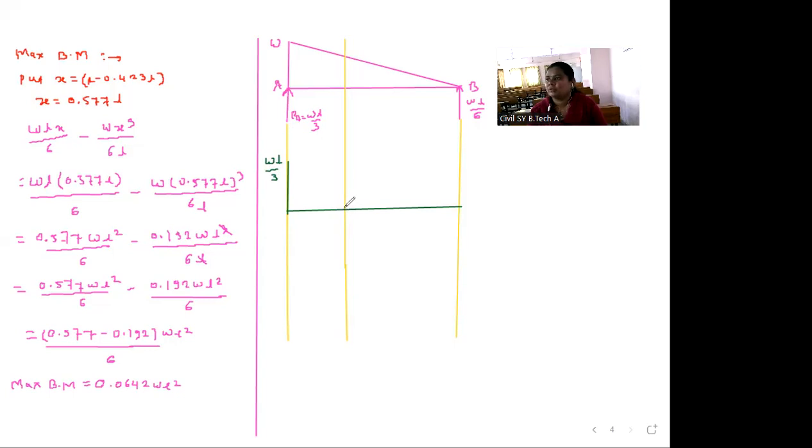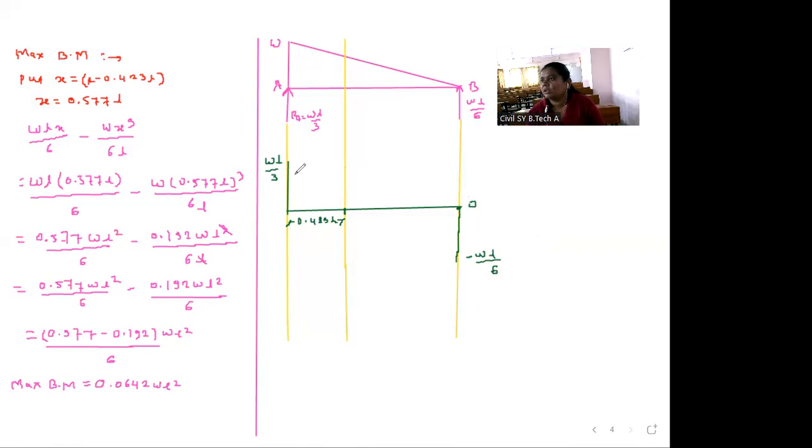After that, shear force is 0. Shear force is 0 at this point, and this distance is 0.423 L from this A point. Okay. And shear force at B before considering reaction is minus WL by 6. So value is here, suppose. Okay. Minus WL by 6, and shear force at B is 0. And here minus WL divided by 6.